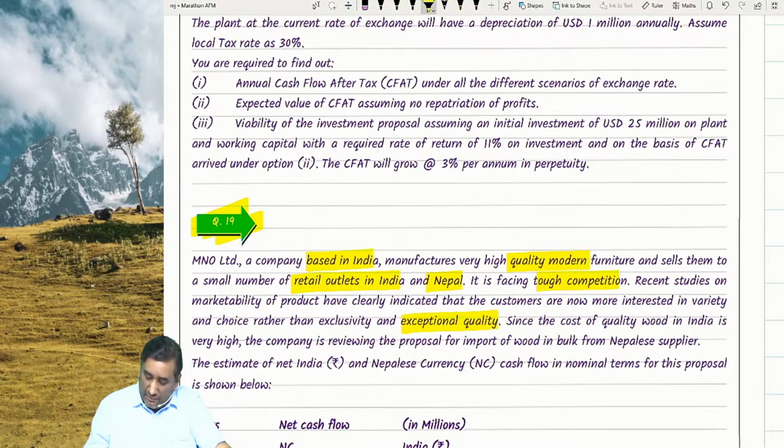Now I don't know why they keep giving language. Give the numbers. We have to solve only the numbers, the 1, 2, 3, 4 lines.